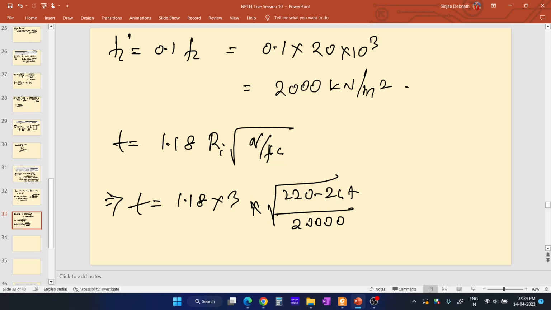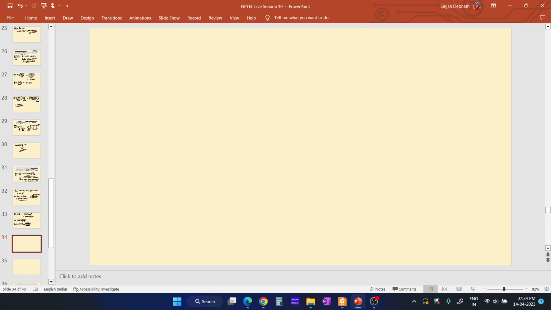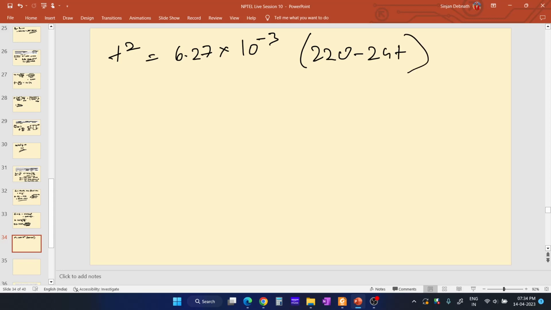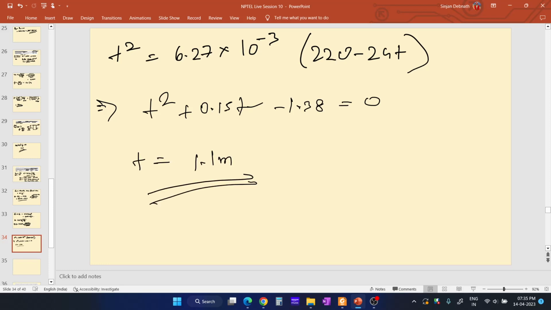Okay, so let me just solve. So we can proceed like this. In this way, you can solve the previous equation, and after that you will get a quadratic equation: t square plus 0.15 t minus 1.38 equal to 0. If you solve this using Sridhar Acharya's formula, you get the value of t to be around 1.1 meter. So this is the thickness of the concrete seal.